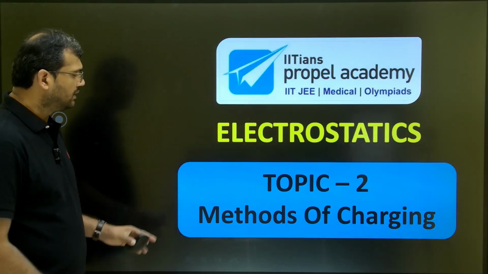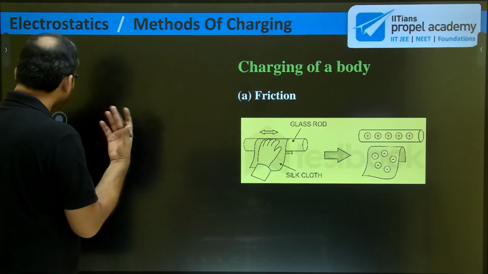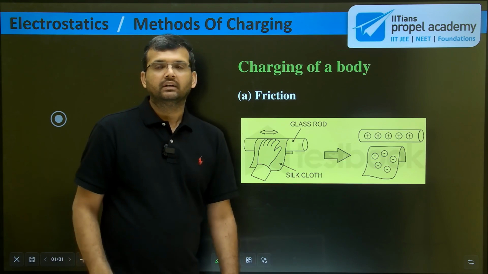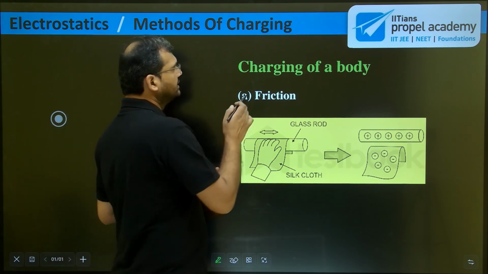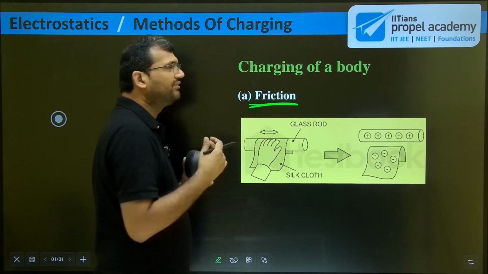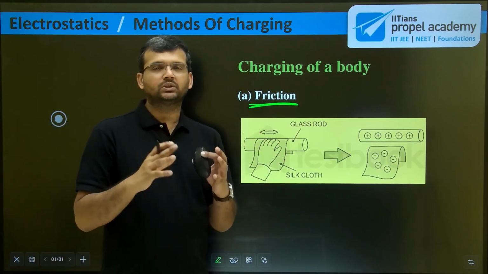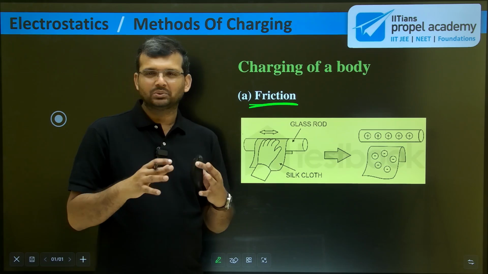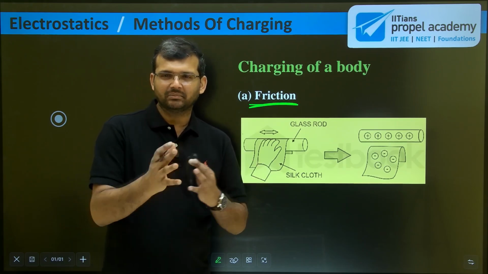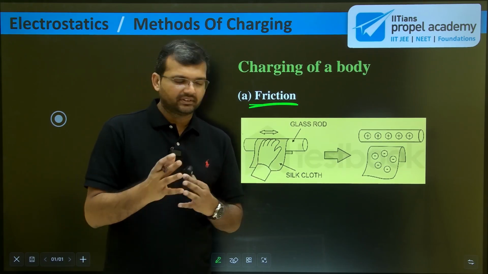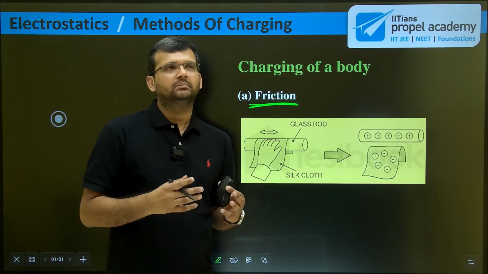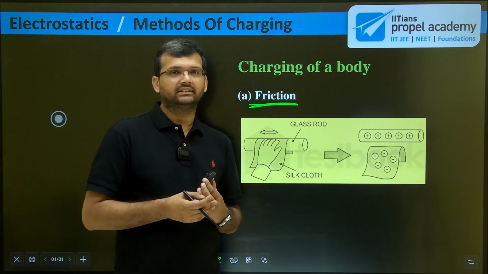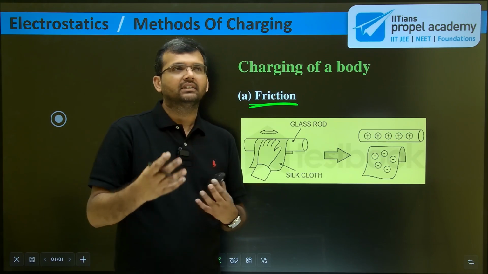Electrostatics, methods of charging: in how many ways can we charge a body? The first method is by friction. You just take two different objects, or even two similar objects, and rub them. Because of rubbing, because of your mechanical energy, the atoms will gain energy. The electrons which are revolving will gain energy.